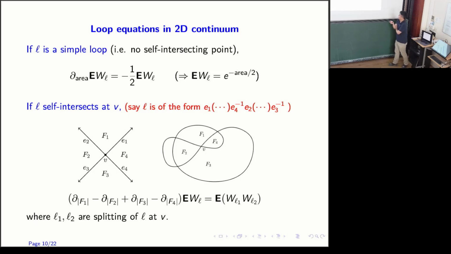And the master loop, the Makeenko-Migdal equation says that the alternating area derivative of this Wilson loop expectation is equal to the expectation of the product of 2 loops, where L1, L2 are splittings of L. So how do you split? Basically L1 is this part. So L1 is basically you start from V, go out through E1, do something else, come back to E4, then stop there. So this part is E1, and the other part is E2. Okay, so it's again like a figure 8 split into 2 circles.